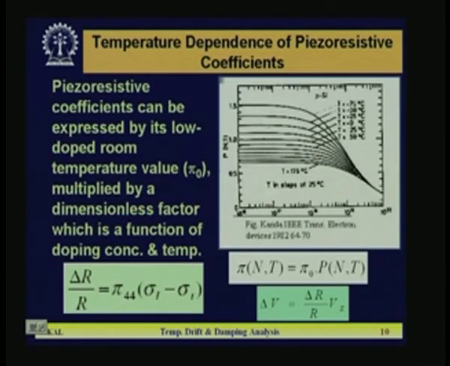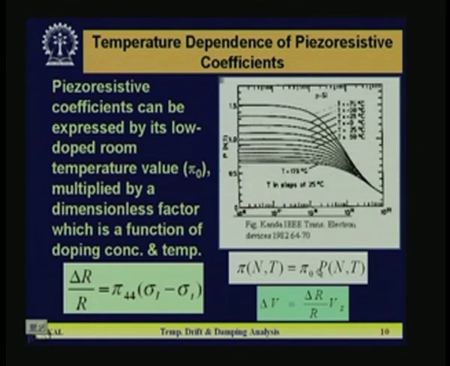Now, I am coming to the temperature dependence of piezoresistive coefficients. There are various parameters, pi 14, pi 44 and pi 11, and I mentioned that pi 44 is the most dominating piezoresistive coefficient. That is shown here. The pi value, which is a function of doping concentration N and temperature T, is basically the product of two parameters. One is pi naught, the low doped room temperature value, and the other is P(N,T), which is a function of N and T and is a dimensionless quantity, and that parameter variation is plotted in this curve.